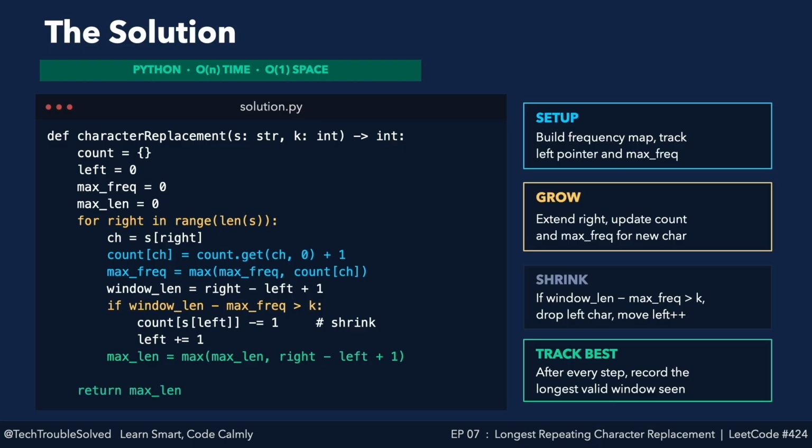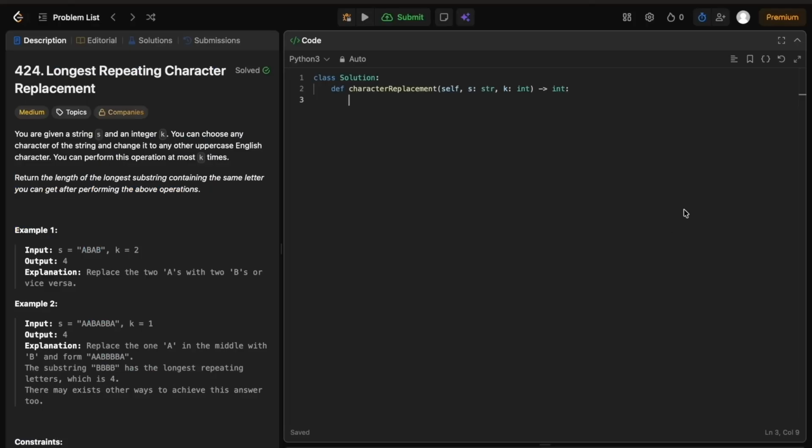That's it. Let's run this on LeetCode and see it pass. Same code, straight into LeetCode. 4 to 4, longest repeating character replacement. Problem is already familiar. Let's just build it. This is my frequency map. Left is at 0. This is my left edge. And max frequency and max length are set to 0.